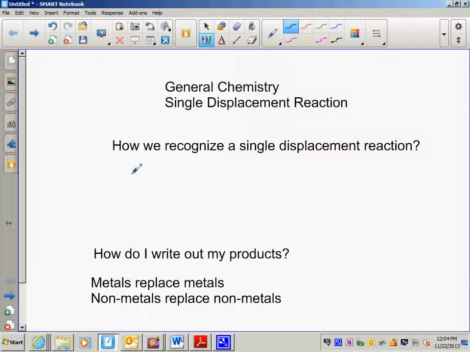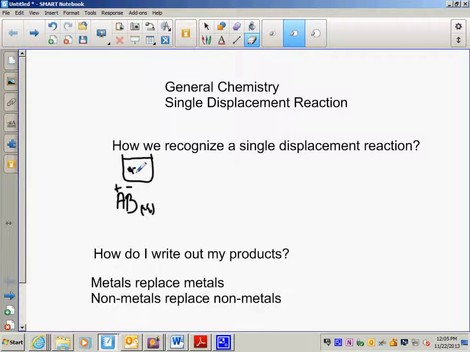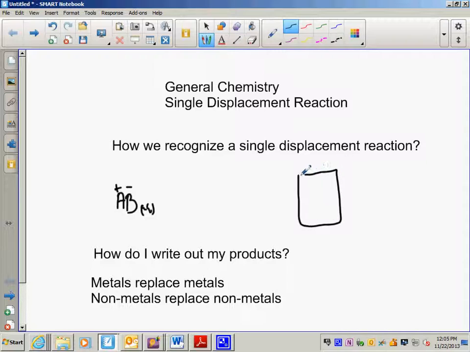First of all, a single displacement reaction is going to involve an ionic solution. Let's say AB. This will be my cation, this is my anion, and it will be an aqueous solution. It'll be in a beaker. I'm going to draw a bigger beaker, and these are ionic compounds, so we have cations and anions just floating around.